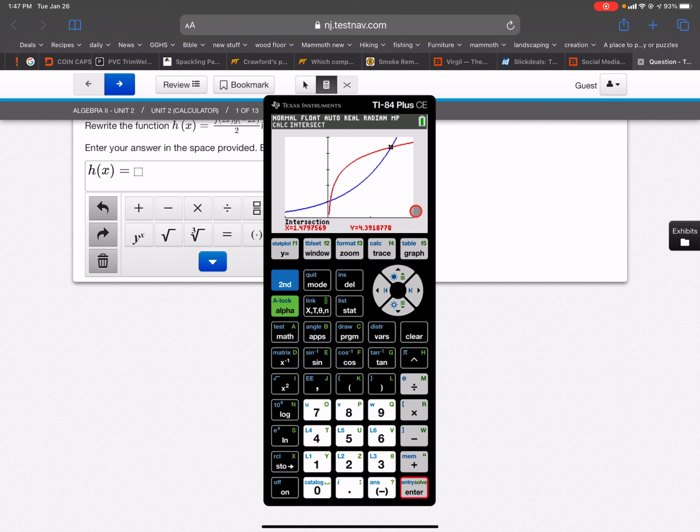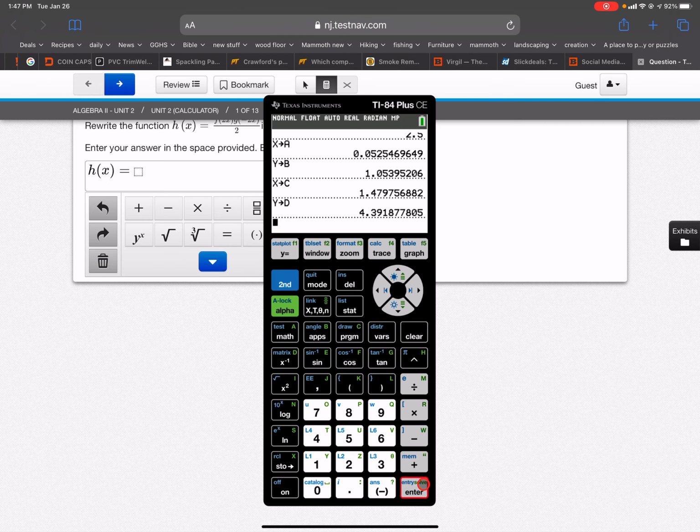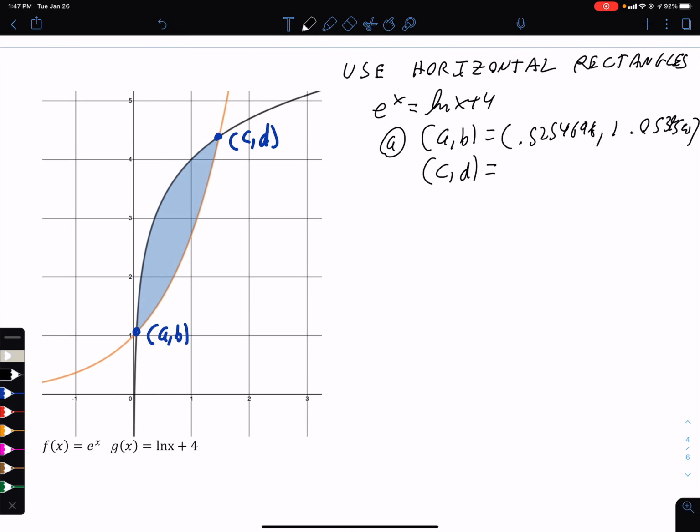I'm going to store those, so I'm going to go to my home screen as C and D. Take what's in X, store it in C. Bam. Take what's in Y and store that in D. Bam. Well, let me put that on my sheet here.